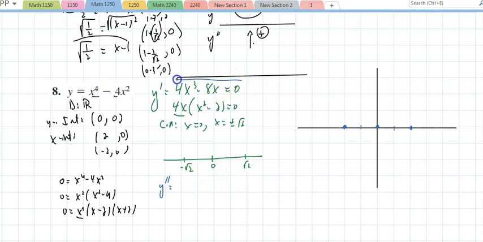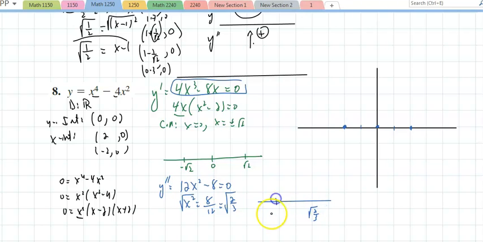And I'll show you. If I take another derivative of this, that would be 12x squared minus 8 equal to 0. That's when x squared equals 8 over 12, which divided by 4 is 2/3. So I figure that I have possible inflection points at square root of 2/3 and negative square root of 2/3. If I want to pick a point to the left, let's say negative 10. Negative 10 squared is 100, times 12 is 1200, minus 8 is positive.